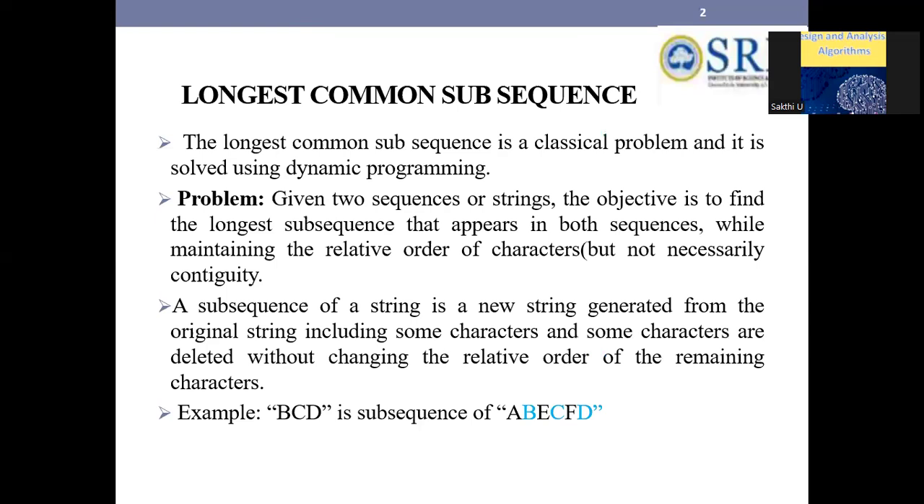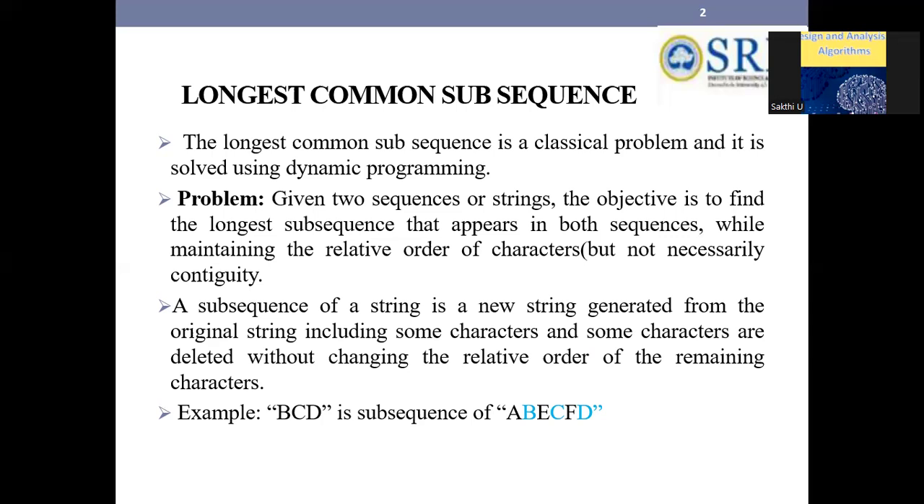Problem: there are two strings. The objective is to find the longest common subsequence that appears in both sequences, maintaining the relative order of characters, but it need not be in continuous order. It can be obtained by deleting some characters. A subsequence is a new string generated from the original string by deleting some characters without changing the relative order of the remaining characters.